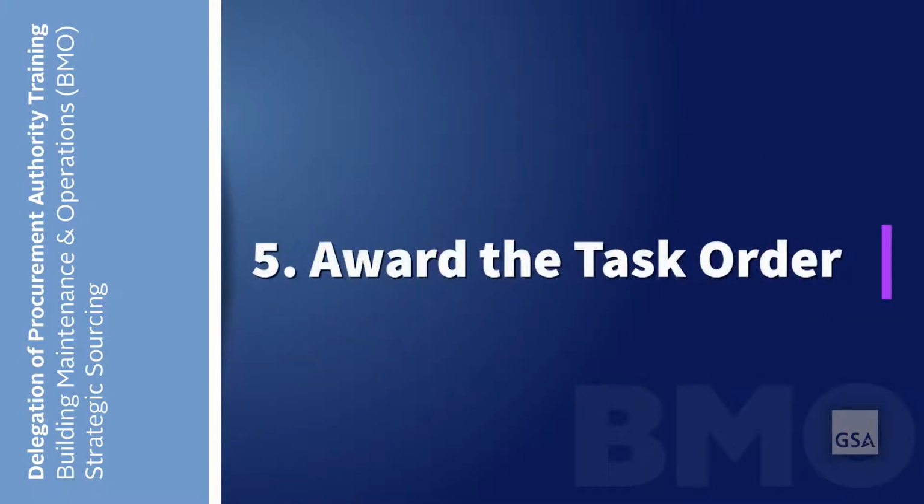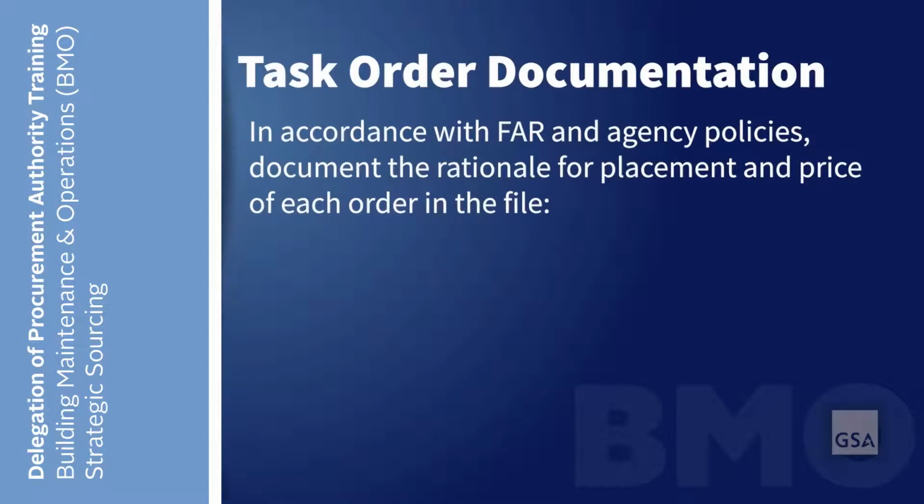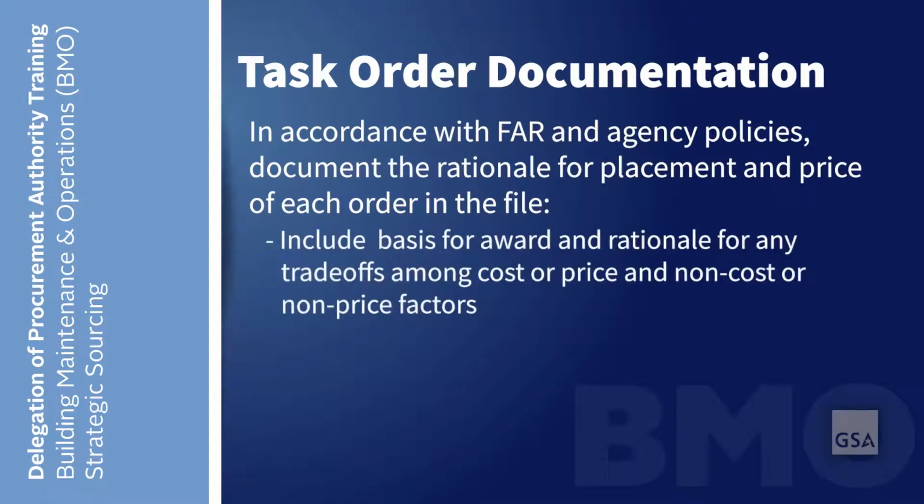After a short discussion on Phase 4, we're on to Phase 5, which is awarding the task order. We will begin with a quick discussion on task order documentation. In accordance with FAR and agency policies, document the rationale for placement and price of each order in the file. Include a basis for award and rationale for any trade-offs among cost or price and non-cost or non-price factors.